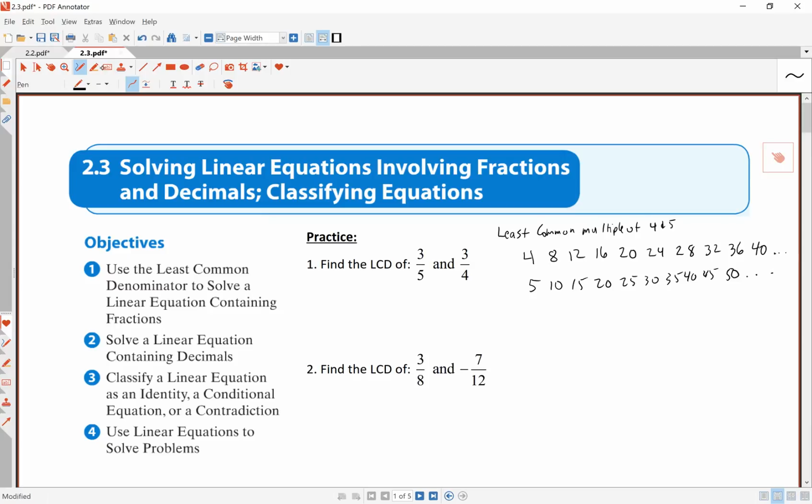And in this list, we see that the least of the common multiples is 20. There's another multiple past that, which is 40, but the least common multiple is 20. So the LCD is 20. This is the smallest number that when I divide by both 5 and 4, they go in evenly.